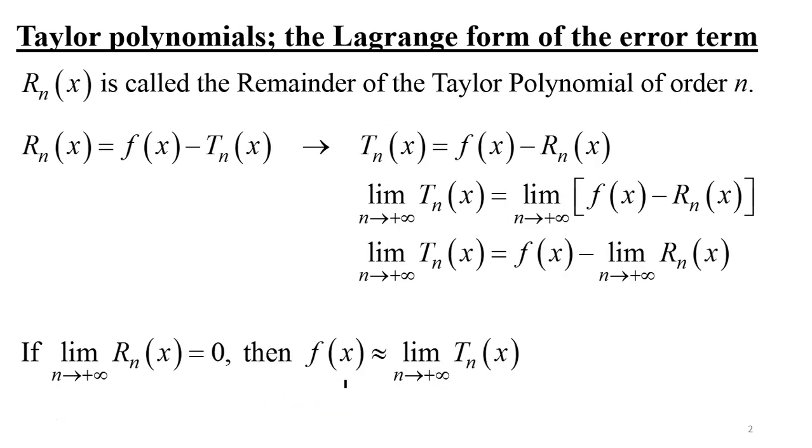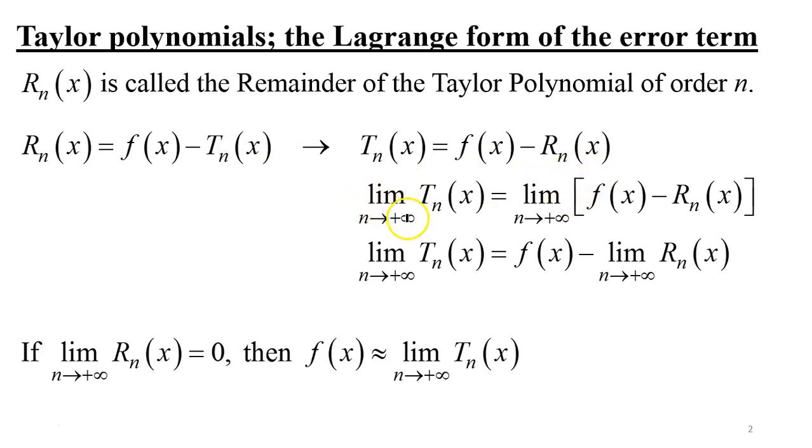So over here, Rn of x is also called the remainder of the Taylor polynomial of order n. So the remainder of the Taylor polynomial is in fact the error term. The remainder of the Taylor polynomial of order n would be f of x minus Tn of x, which is the Taylor polynomial of order n. So the Taylor polynomial would be the difference between f of x and the error term. So Tn of x would be f of x minus Rn of x.